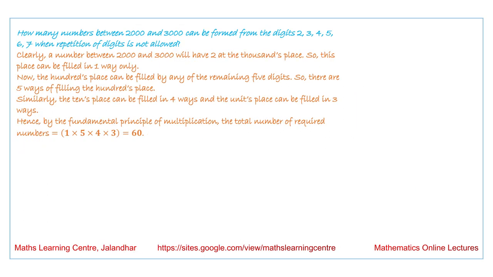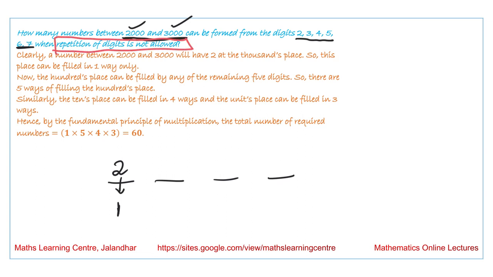Next is how many numbers between 2000 and 3000 can be formed from the digits 2, 3, 4, 5, 6 and 7 when repetition of digits is not allowed. So we are saying we have a 4-digit number over here, and the numbers are between 2000 and 3000. So it means this first digit should be 2. So the number of options for this is 1, and the repetition of digits is not allowed.